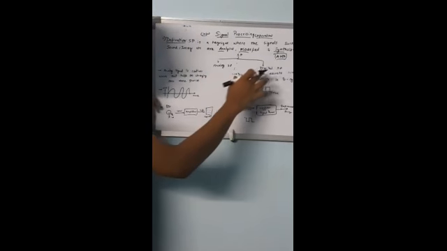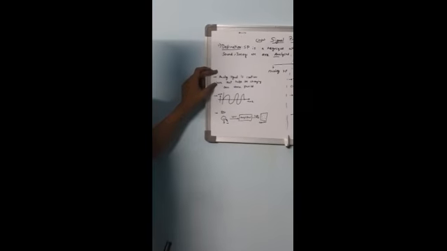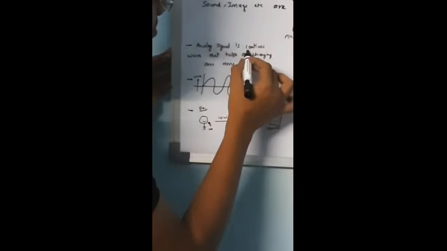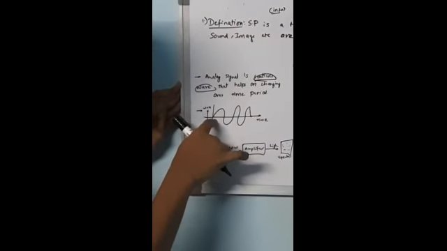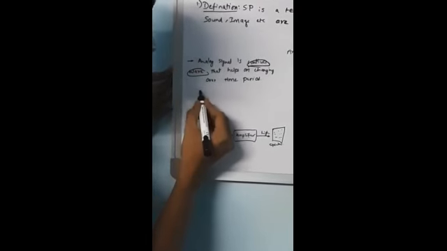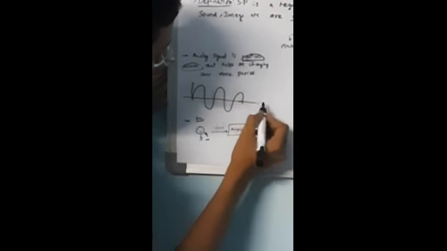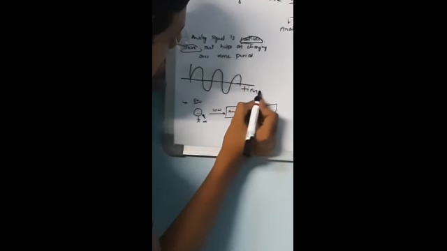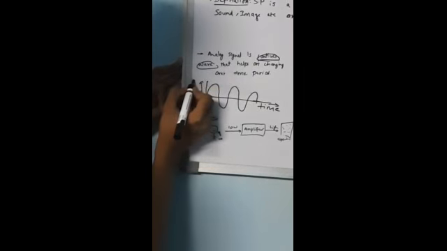Signal processing is basically divided into two types. One is analog and another is digital signal processing. Analog signal processing deals with the continuous wave, and digital signal processing deals with the discrete wave. See here, the sine wave. The sine wave is continuous, and this is the timeline.